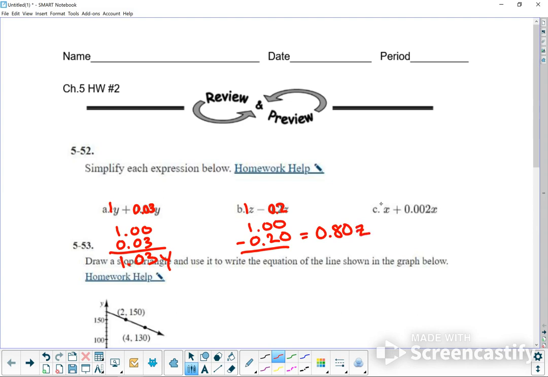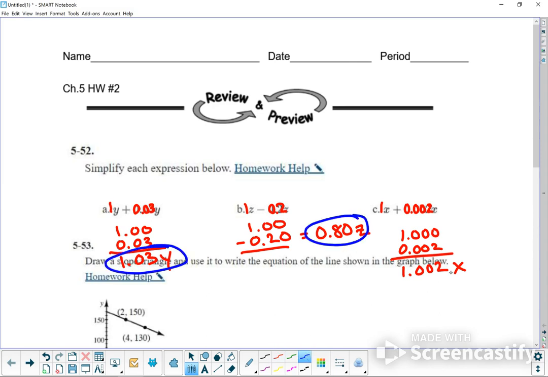The last one, we got 1 plus 0.002x, right? 1x plus 0.002x. So that's like saying $1, or $1 with 3 zeros, and 0.002. If I add them, I get 1.002. That'll be x. So that's my 3 answers: 1.03y, 0.80z, and 1.002x.